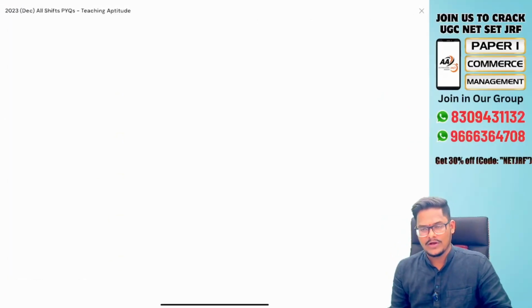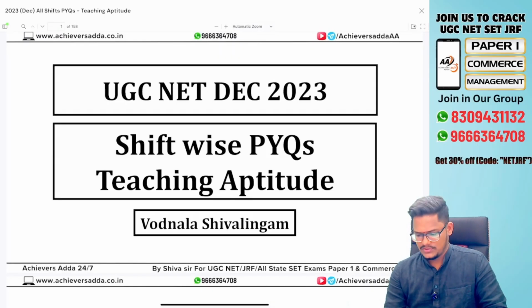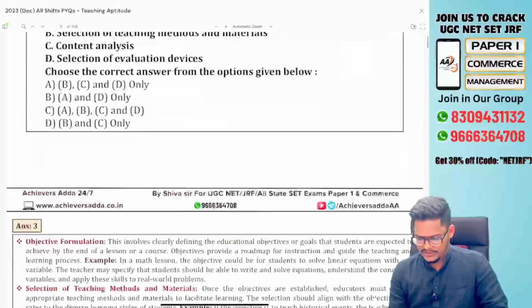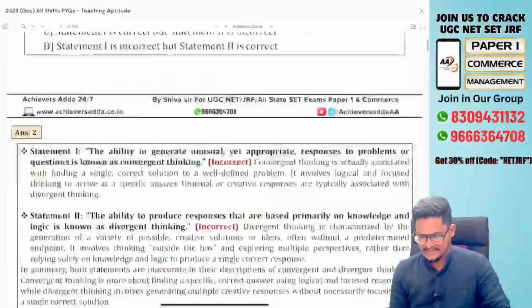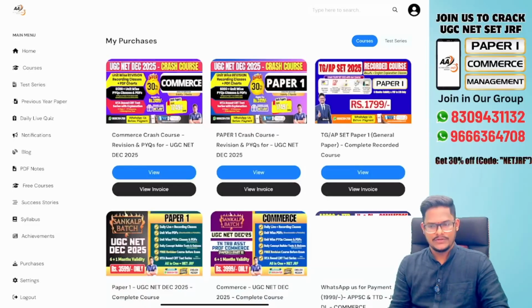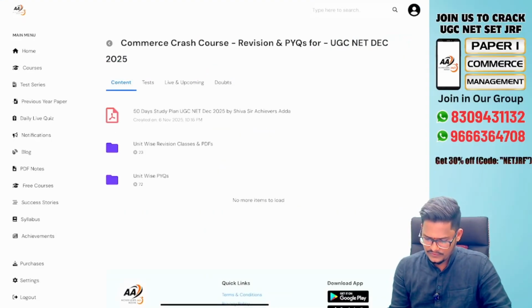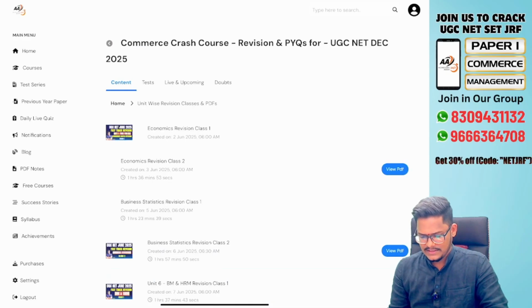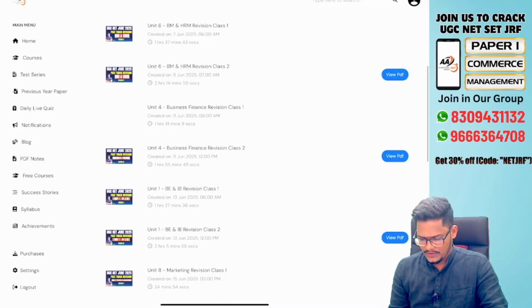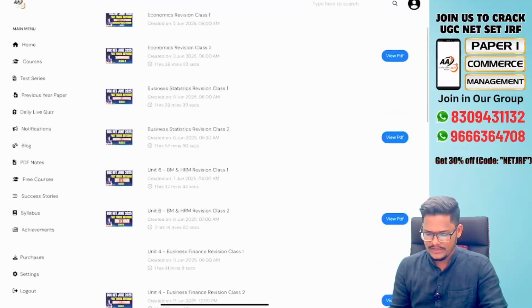And if you click on this PDF, it will get downloaded, and you can download it with this download button. So shift wise with question explanation. If you can understand on a trend wise basis, it will be more useful to you. The same way for paper 2 also. For paper 2, first look at the unit wise revision classes. Go to the first unit, B and IB, class 1, class 2, you complete it. Day 1, day 2 will be completed.